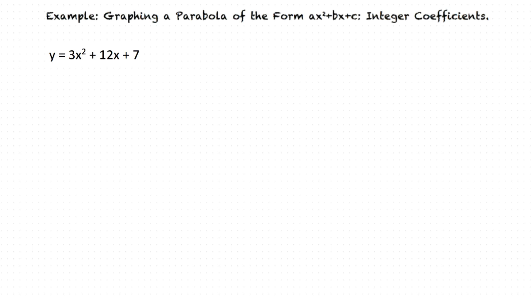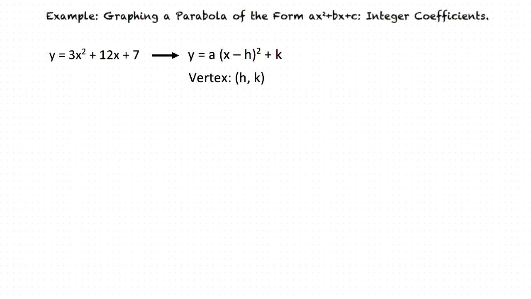plus 7. For our first step in this problem, we are going to rewrite the equation 3x squared plus 12x plus 7 into the form of y equals a times x minus h squared plus k. A parabola in this form will have a vertex of h, k.